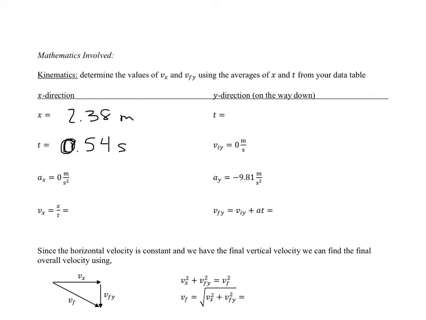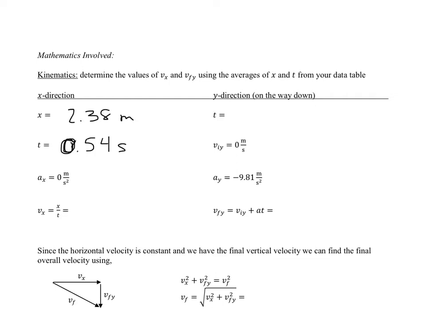Now, that's not the same time as the time in the y direction. Look at the y direction and read what I put in parentheses: on the way down. Now you've got to think back to when we did projectile motion problems. We talked about the problem as really having two halves. First half of the problem is the projectile on the way up. It gets to max height. It pauses vertically instantaneously, and then it starts to come back down on the way down. So we're going to have to look at the y direction a little bit differently.